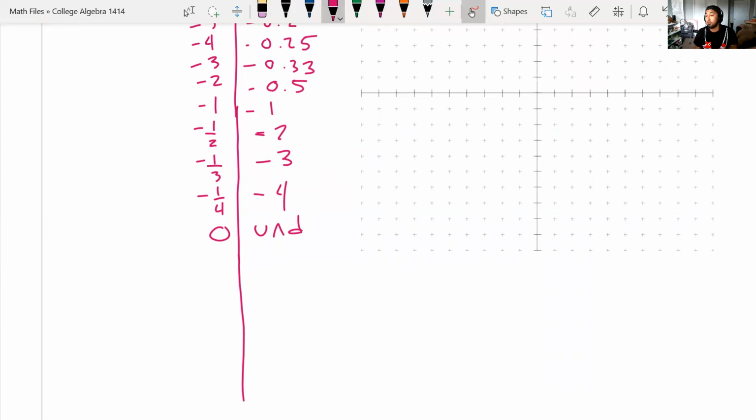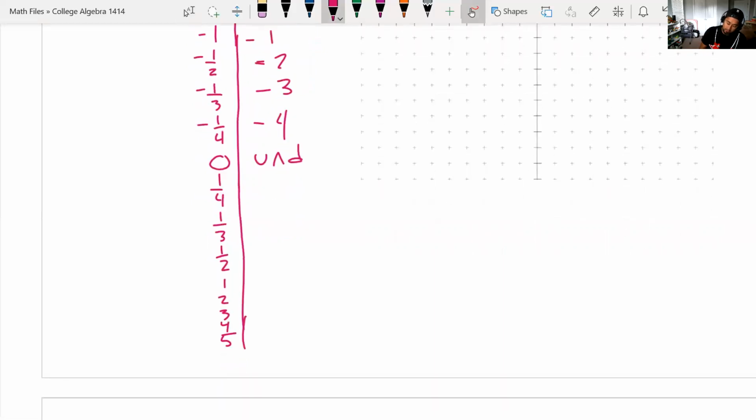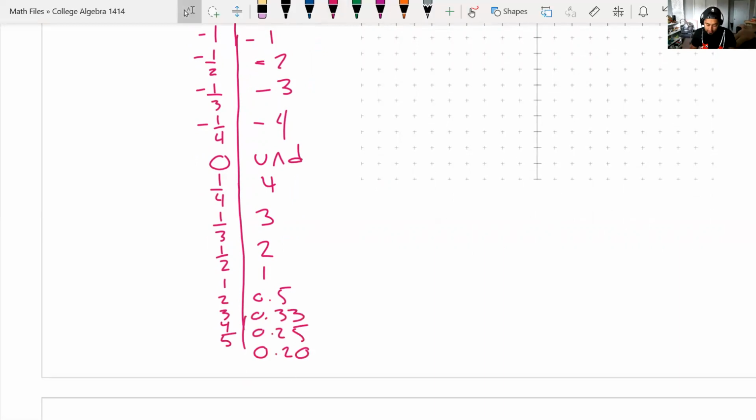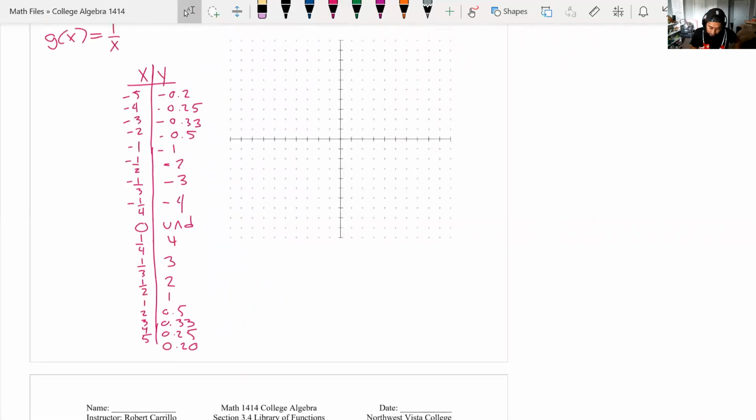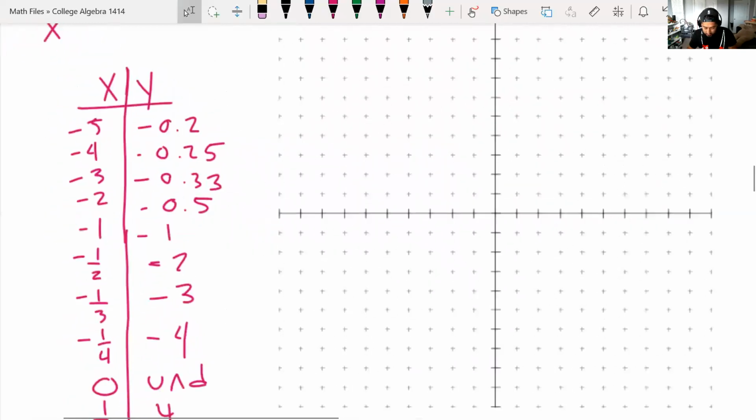Okay. And then for the other side, let's choose the same exact numbers. 1/4, 1/3, 1/2, 1, 2, 3, 4, 5. And I'll get 4, 3, 2, 1, 0.5, 0.33, 0.25, and 0.2. And of course, yes, you could have used a calculator. But where's the fun in that? Okay, so now let's go ahead and plot this. What's good enough here? Perfect.